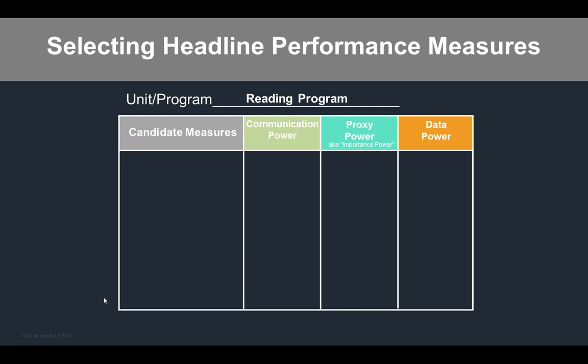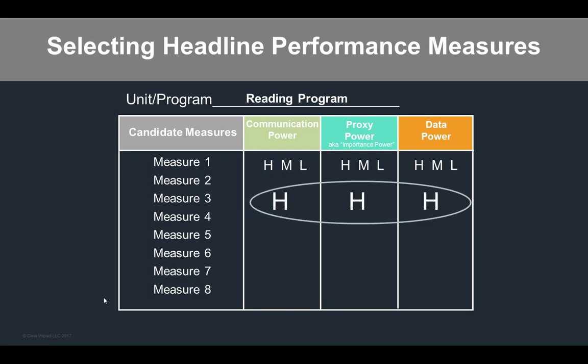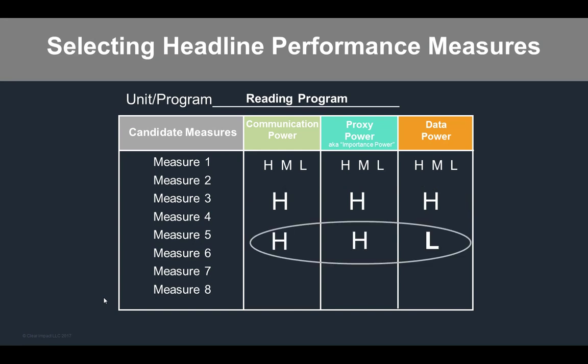Okay, we've seen this process before as well. Selecting headline performance measures. We list our candidate performance measures. Determine their value as low, medium, or high. If some receive a rating of high on all 3 criteria, they become candidates for headline performance measures. If any receive a high rating for communication and proxy power, but a low for data power, then they would be candidates for a data development agenda. So that is the process for selecting the headline performance measures.